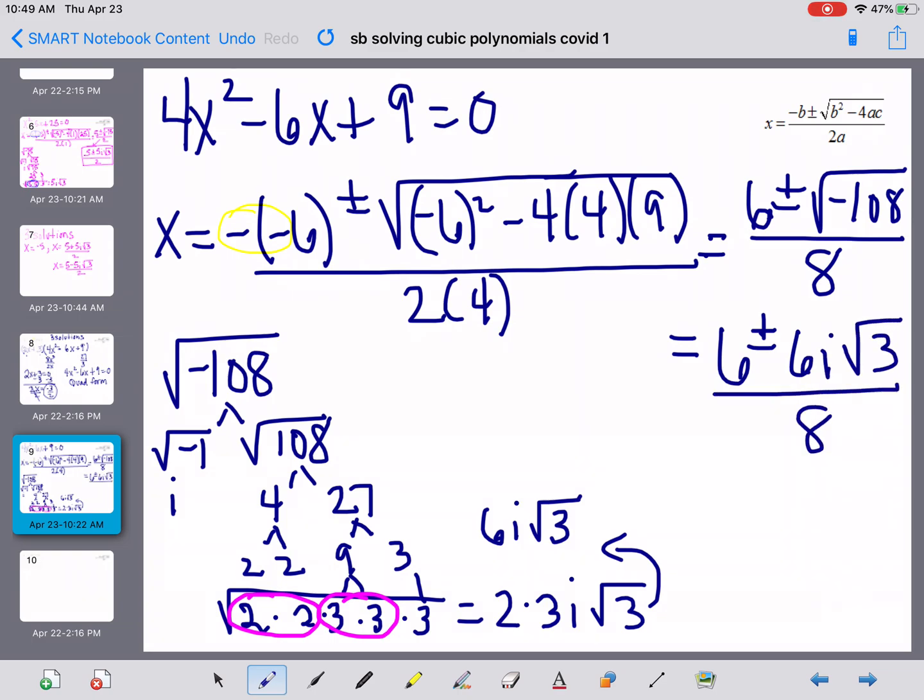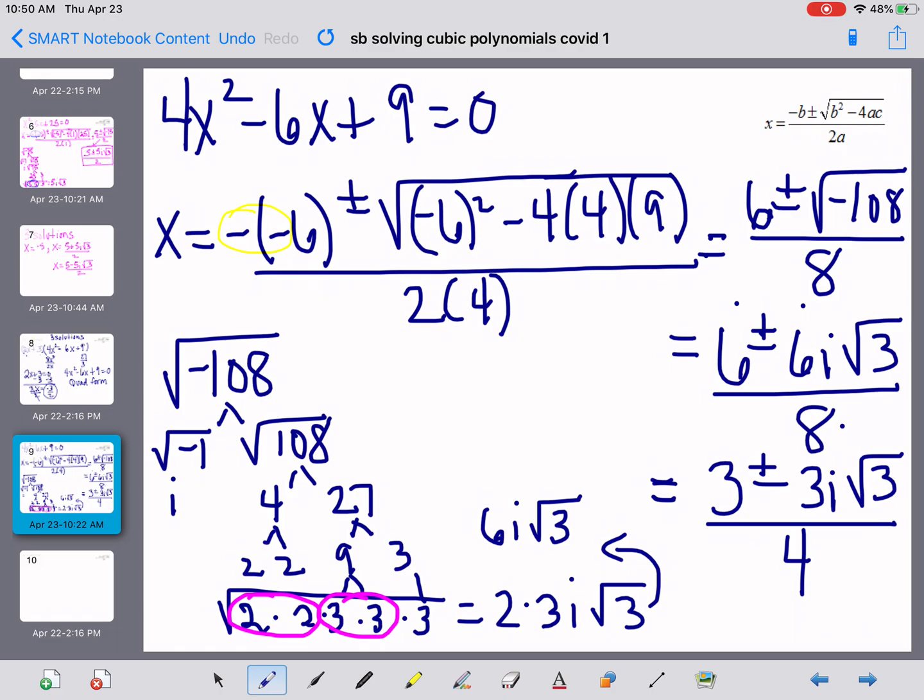by 8, which is an answer that we accepted earlier on in the year, and I think that we will still accept it now. But I do just want to show you that notice that 6 and 6 and 8 are all divisible by 2. So really what we could do is simplify this by taking 6 divided by 2, and we get 3. Plus or minus 6i divided by 2 is 3i, square root of 3. And 8 divided by 2 is 4.